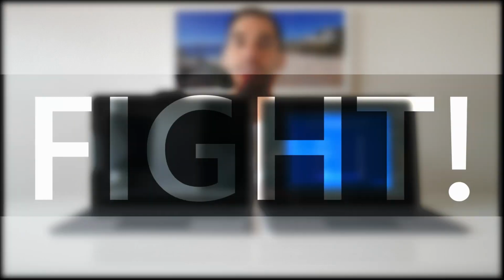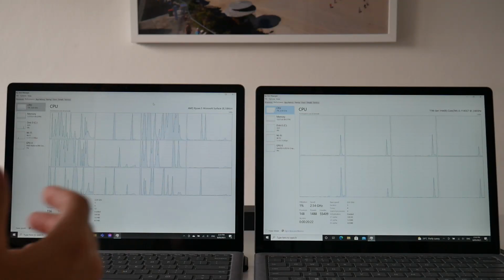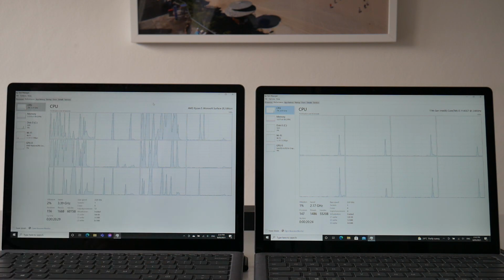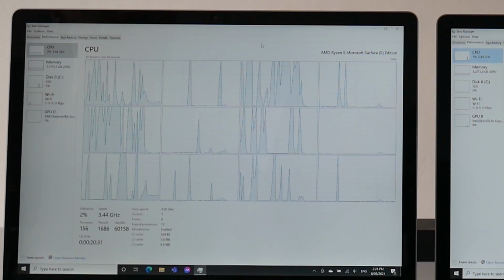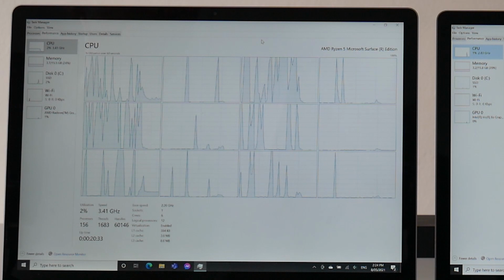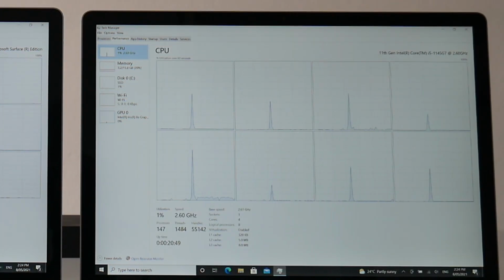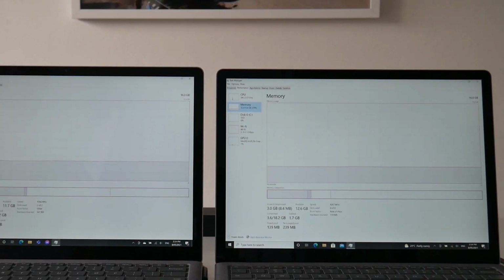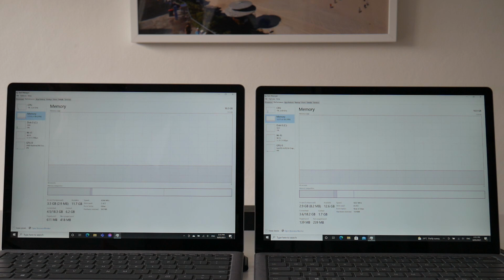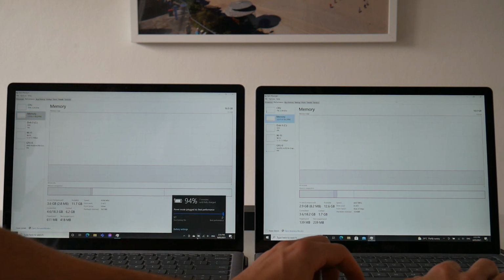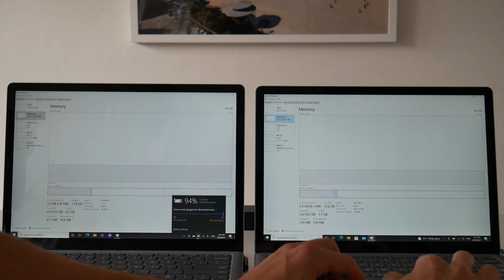Without any further ado, let's get into these tests. So just to show you the devices here, you can see on the left hand side here, we have the 6 core 12 thread AMD Ryzen 5 Surface Edition. And on the right hand side here, we have the 4 core 8 thread 11th gen i5 processor, both of them with 16 gigs of RAM. These devices are pretty much identical in the software that's installed on both of them. They're both plugged into charge, so this is going to be a very fair test. And they're both running with their maximum performance turned on.